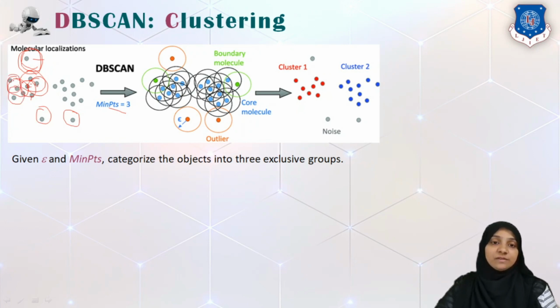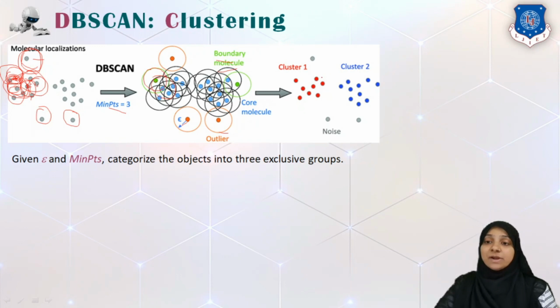This is 1, 2 satisfied. But as you can see, this point is a border point because it is a part of another high density region. So this point is low density, but it is a part of another high density region. So these are nothing but boundary points, and any point which is not a core point or a boundary point is of course a noise or an outlier.